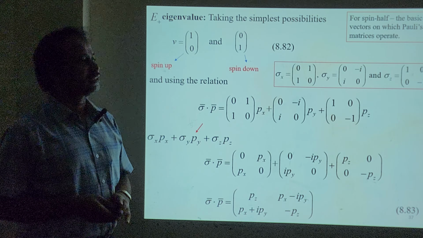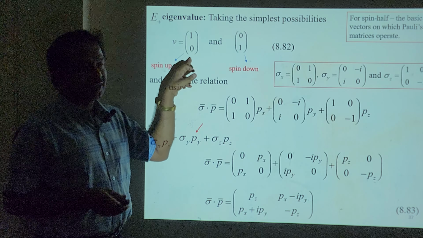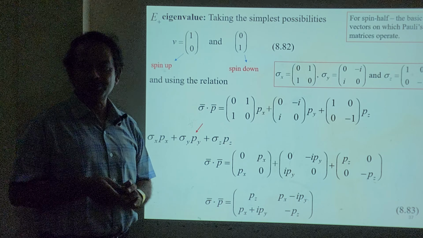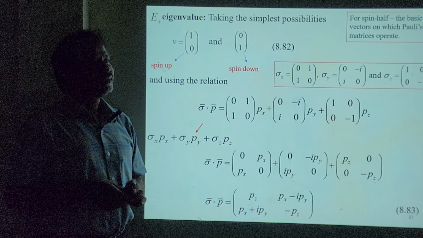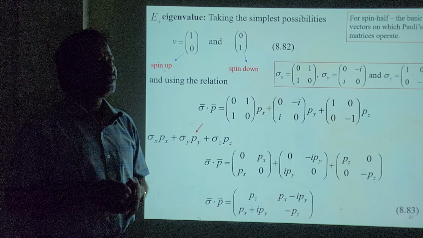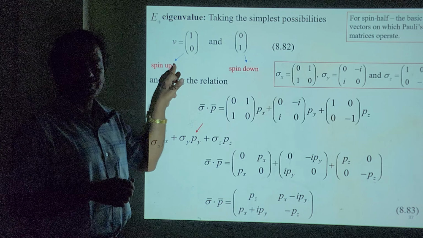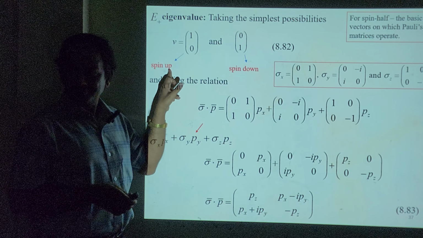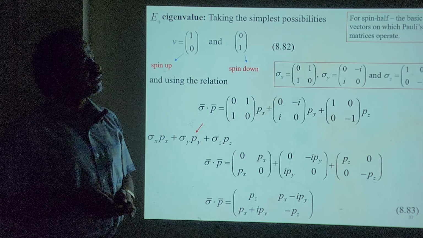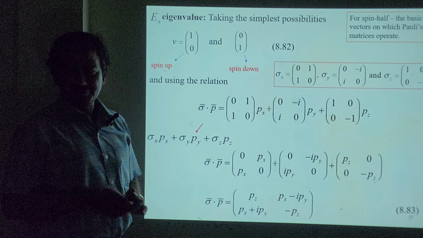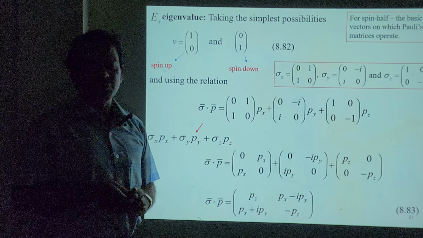Taking the simplest possibilities, can you remember this matrix column vector 1 0, 0 1? We have studied this column vector in Clebsch-Gordan coefficients while studying spin terms. Clebsch-Gordan, one for spin up, another one for spin down. So this is for spin up and this is for spin down. For fermions, for spin half numbers, these are the basic vectors on which Pauli's matrices operate.